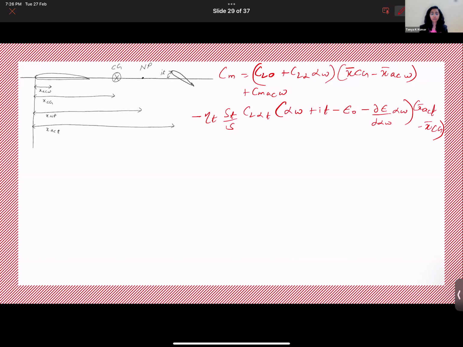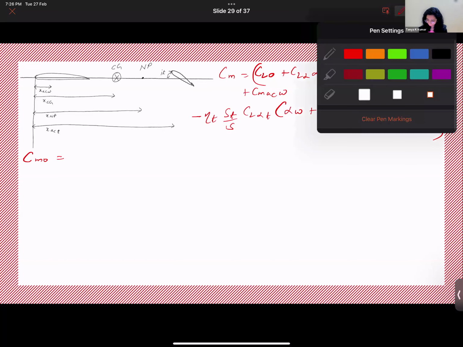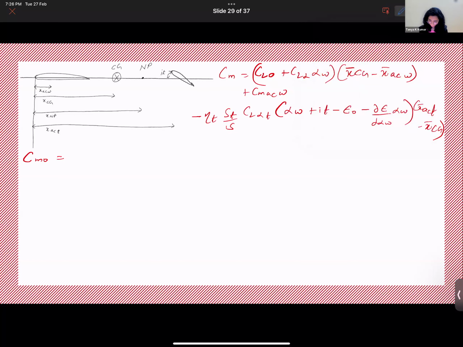Okay, so now you can write terms that are dependent or independent of angle of attack. So let's just find out CM naught first. What all terms would come in there? Terms that are independent. Let me take another color. So this whole thing, all of these terms would come under CM naught.